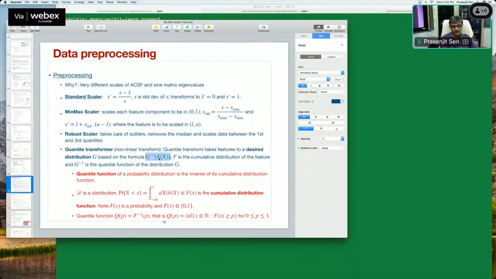So G inverse f of x. Now we have to understand these quantities. I will not go into all the detailed mathematical discussions here, I am just giving you the overall idea. If you are interested, you can go ahead and read up further details. So first we have to define what is a quantile function. The quantile function of a probability distribution is the inverse of its cumulative distribution function.